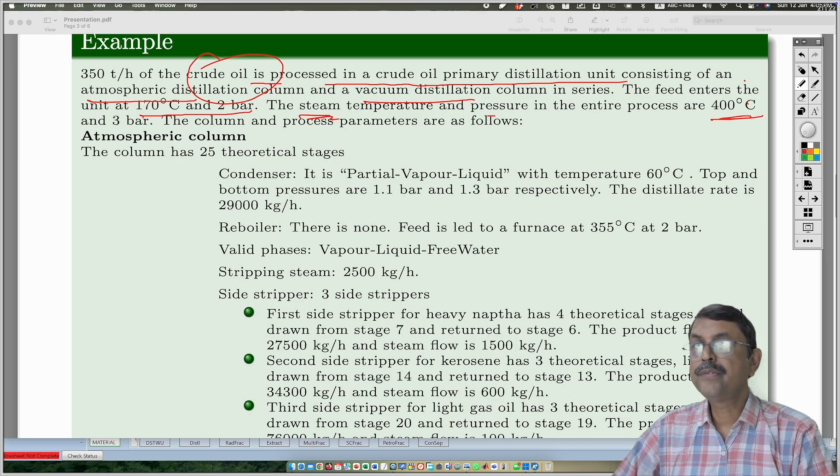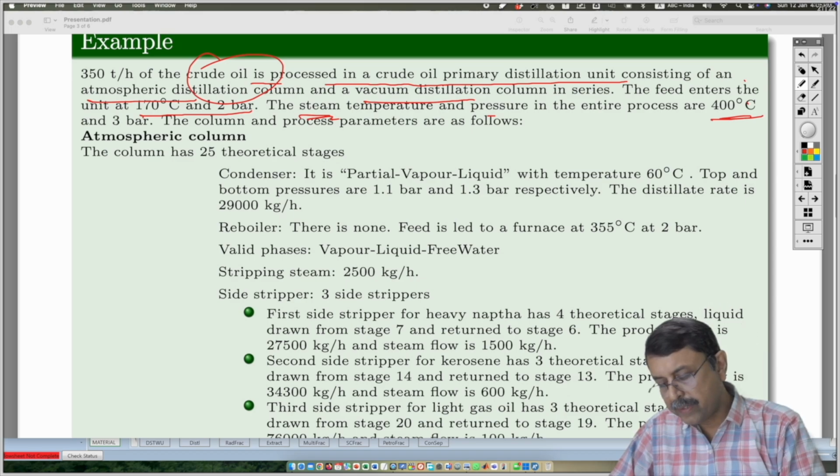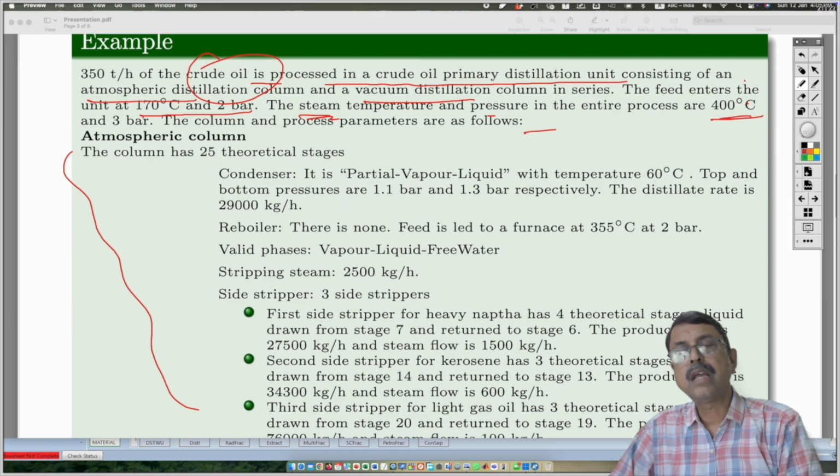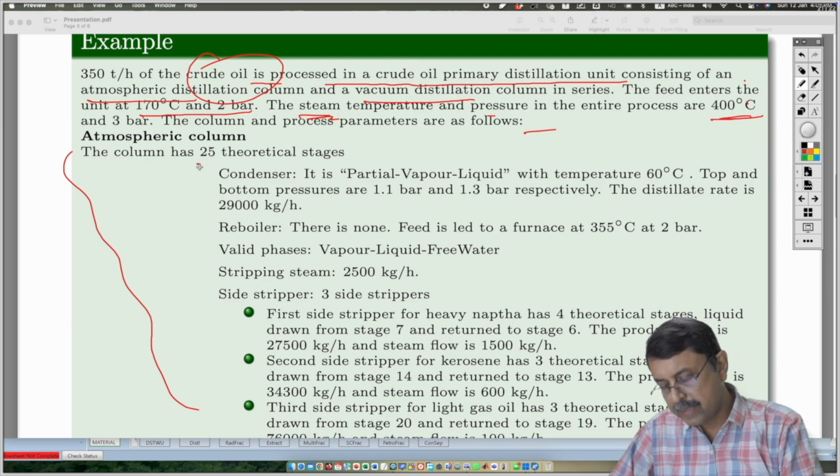Now we have to use steam distillation. Okay, the column and process parameters are as follows. First, we have got the atmospheric column parameters. The column, that means atmospheric column, has 25 theoretical stages.